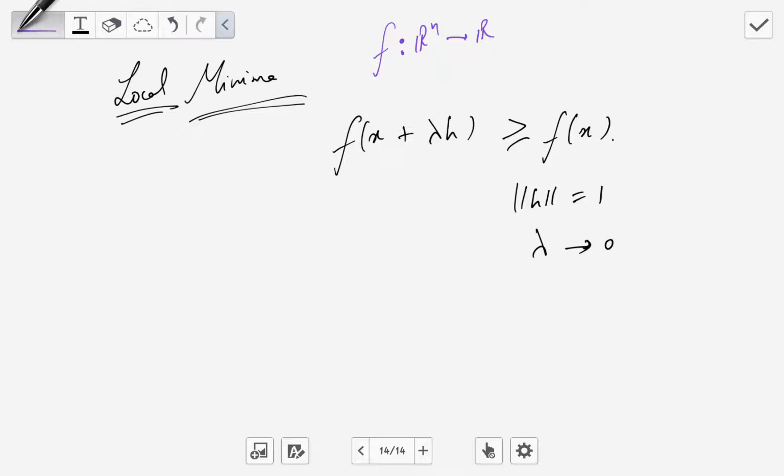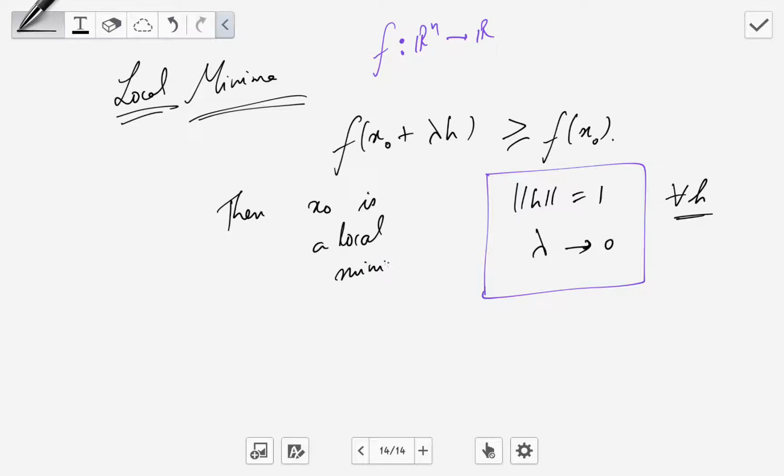Each h can be anything, right? H, we take it as a unit vector, in any direction. Fine. This should be true for all h and for some lambda tending to 0. Do you see this? This is the definition of local maxima, local minima. Then x0 is a local minima. Now, this is clear.